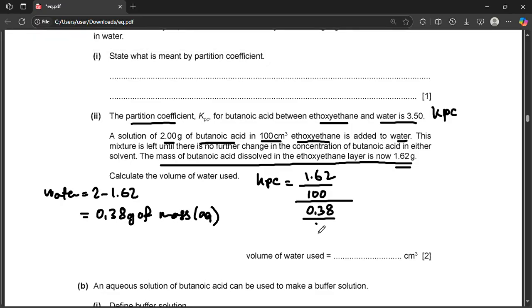Anyways, since we don't have the volume, the question is actually asking us to find the volume of water that we used. They already gave us the KPC, so this should be pretty straightforward. You equate for V, which equals 3.50. Then you solve this, and you should get a value of 82.1 cm³ of water used.